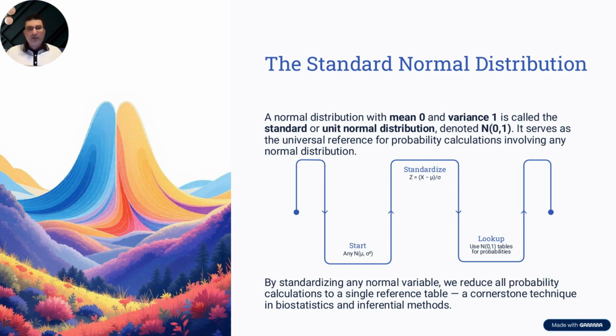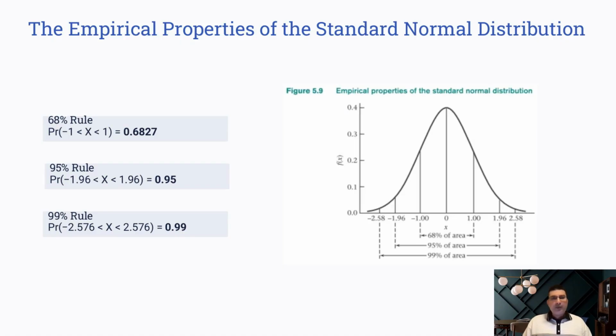Once you do that, calculating probabilities becomes much easier, because you can rely on standard normal tables or software. Now, one of the most useful things to remember about the standard normal is its empirical rules. These give you a quick sense of how data is spread out. About 68% of the data falls within one standard deviation of the mean, about 95% falls within roughly 2 standard deviations, and about 99% falls within a little more than 2.5 standard deviations. These are great for quick approximations and interpretation.